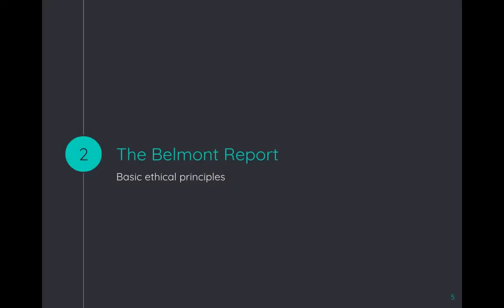So the Belmont Report in the United States is really the foundation of what we use to guide how we protect human subjects in social science research and in educational research. So in order to understand these principles, we have to take a look at the three basic ethical principles of the Belmont Report.